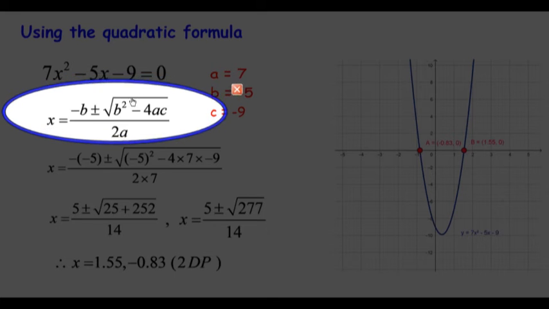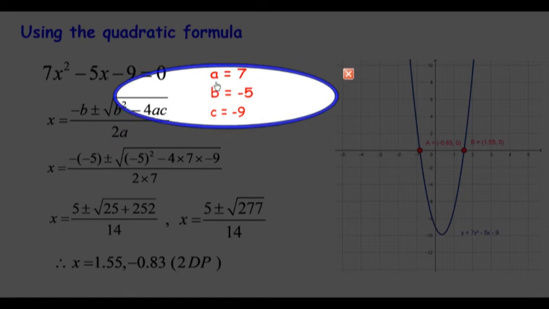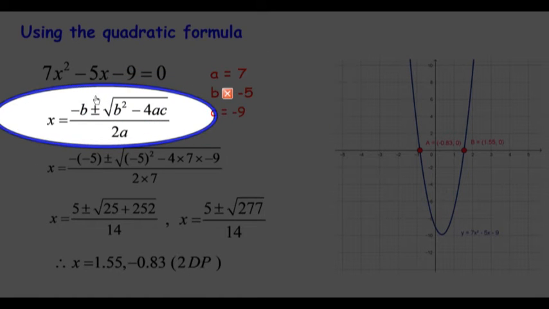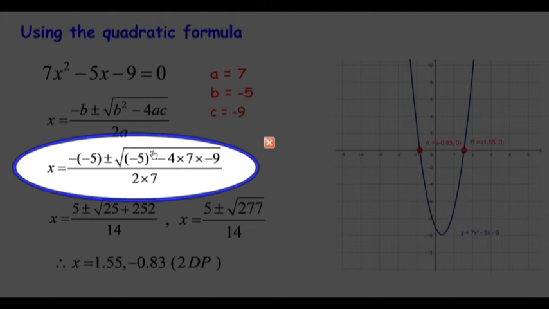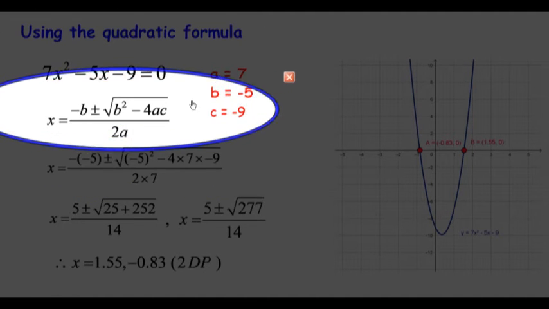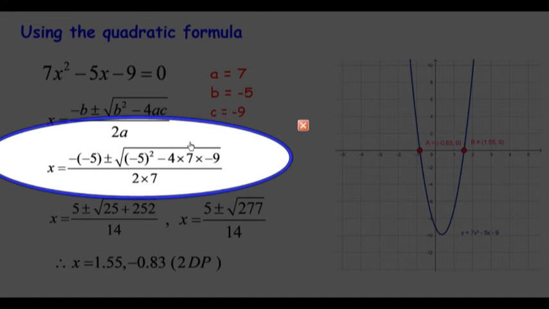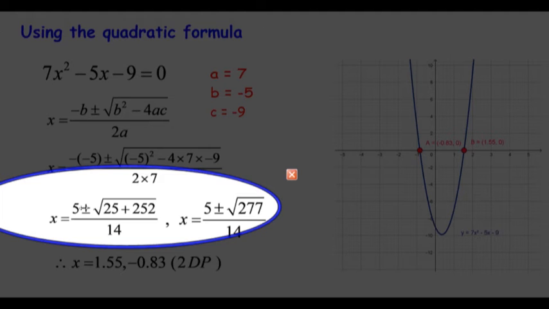Okay, now we're going to use the formula. The earlier videos used what's called the completing the square method. So now x is equal to negative b plus or minus the square root of b squared minus 4ac, over 2a. We need to substitute the a, b, and c into this formula. I'll just try and make it a bit bigger. Minus b: you might remember b is negative 5, so we have negative of negative 5, which is just positive 5.